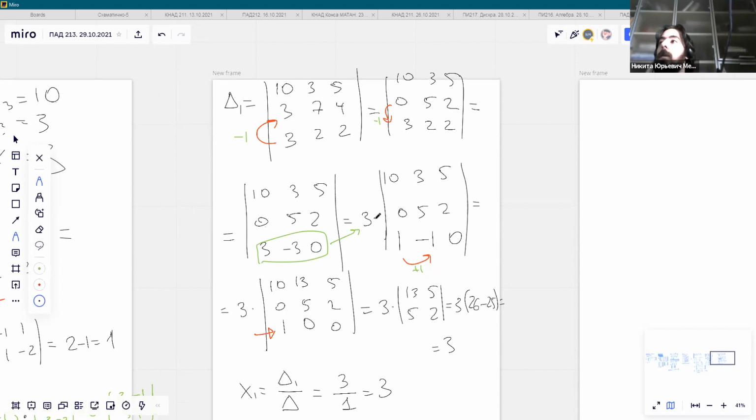So the result is equal. This is called taking a factor outside from the row. Вынос множителя. Yeah, I just didn't notice. Don't worry. Thank you.